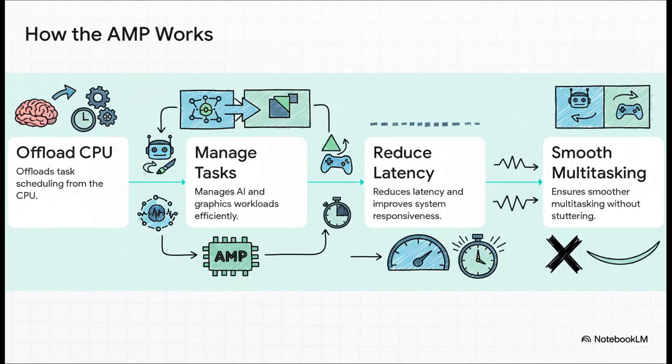So what does this actually do for you? Well, the AMP takes over all that task scheduling from your CPU. It intelligently juggles both AI and graphics workloads at the same time, and it massively reduces latency. The result? A way more responsive system. Especially if you're multitasking, like say running an AI model in the background while you're gaming, it's the thing that's going to stop all those annoying stutters.